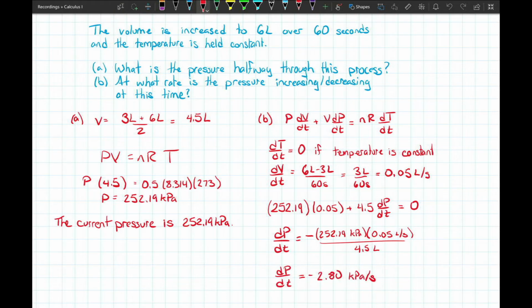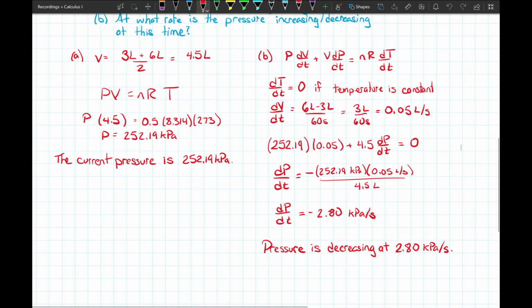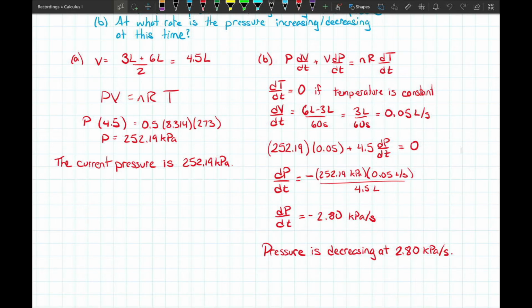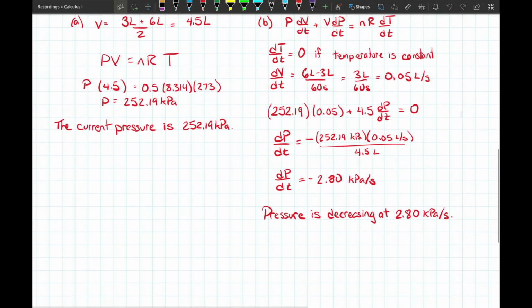And if we wish to calculate that, we end up with negative 2.80. It's worthwhile to keep that negative sign in there so we can interpret what that means. In this case, if volume is increasing, pressure is going to be decreasing. So we should state that result. And this means that pressure is decreasing at 2.8 kilopascals per second.